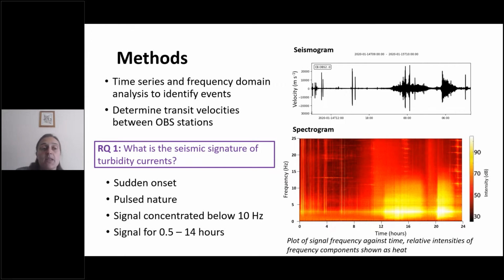So these methods answer our first research question, which was what is the seismic signature of turbidity currents? We can see in both the figures that the events have fairly sudden onsets. This turbidity current contained 2 pulses. In the frequency domain, the signal was concentrated below 10 Hertz, and the signal lasted for between 0.5 and 14 hours for all the events that we recorded. One other method to tell you about here is that we determine the transit velocities of the turbidity currents between the OBSs by noting the arrival time at each OBS and then the distance between subsequent OBS stations.